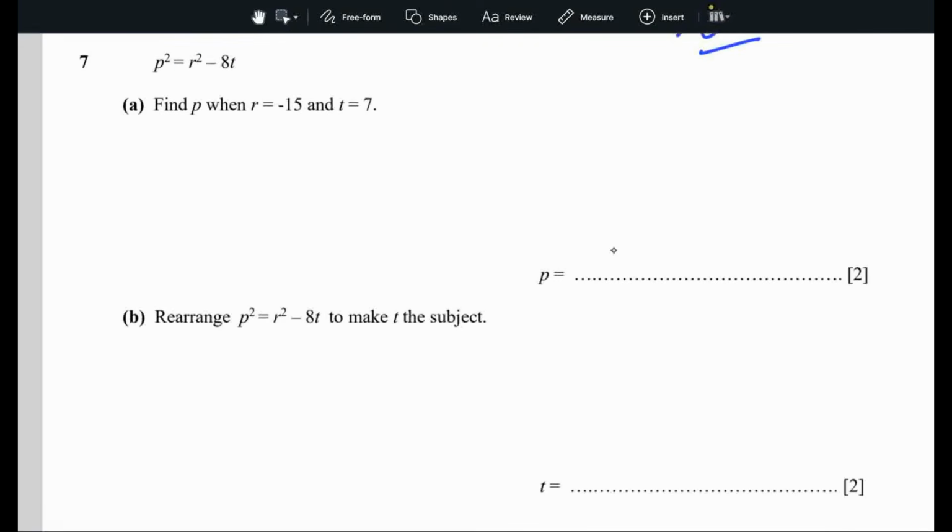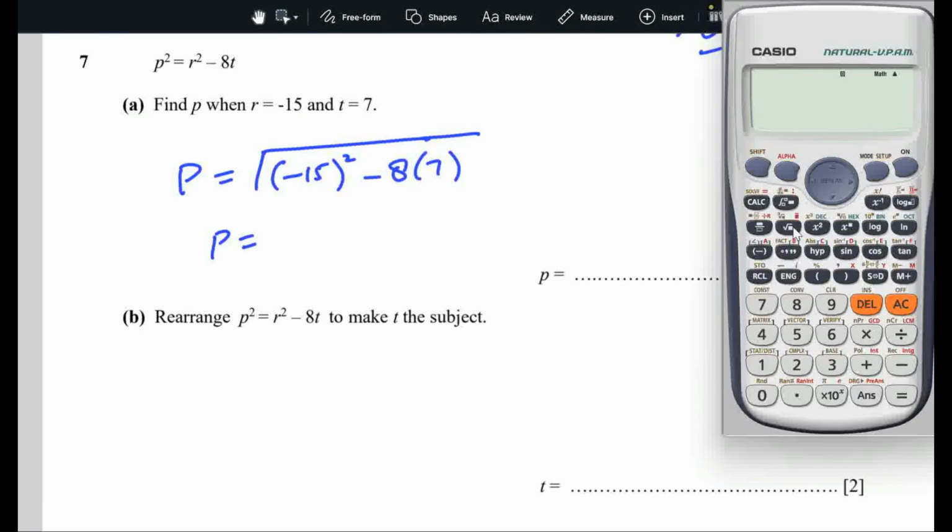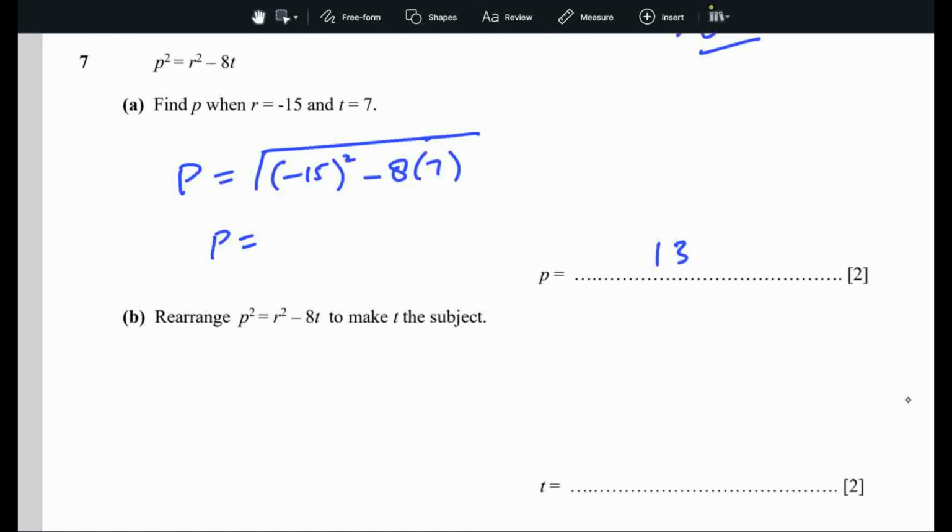Find P when R is minus 15 and T is 7. So P will be equals to square root of R square minus 8 into T, which is square root of minus 15 square minus 8 into 7. Just use the calculator to simplify it. So this will be equals to 13. 13 will be the final answer.